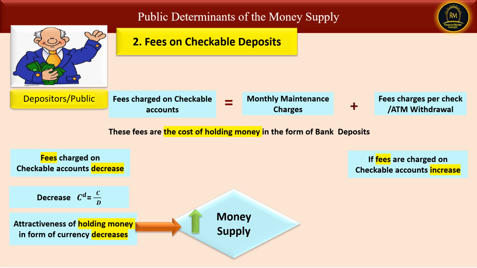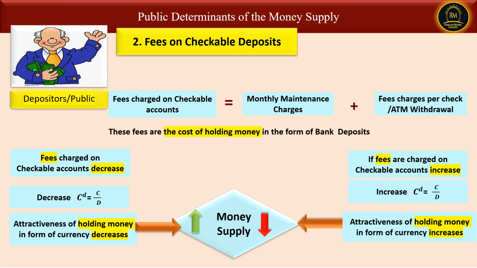But if the bank increases the fees on checkable accounts, this is going to increase the currency ratio. The attractiveness of holding money in the form of currency will increase. This is going to reduce the deposits in banks. As a result, money supply in the economy will be reduced.